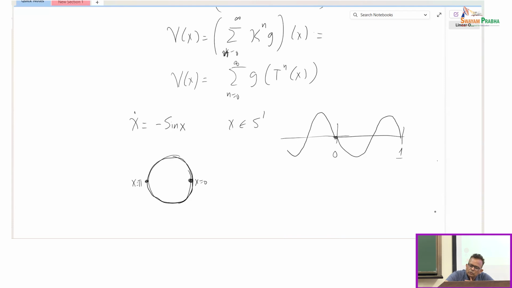This is a vector field, right? So this is negative, this is positive, so x equal to 0 is stable, right? Agree? So what does that make for x equal to pi? x equal to pi is unstable, right? Good. So is x equal to 0 globally stable?